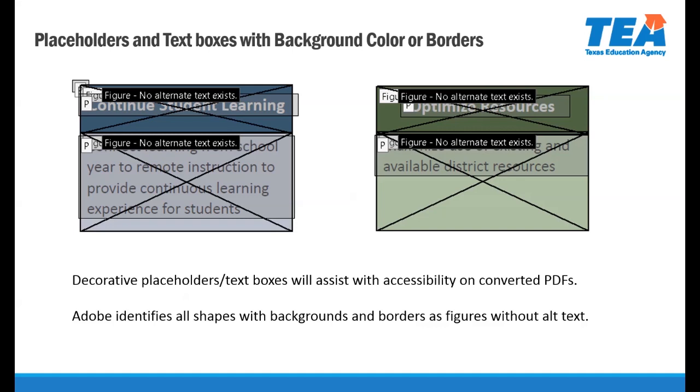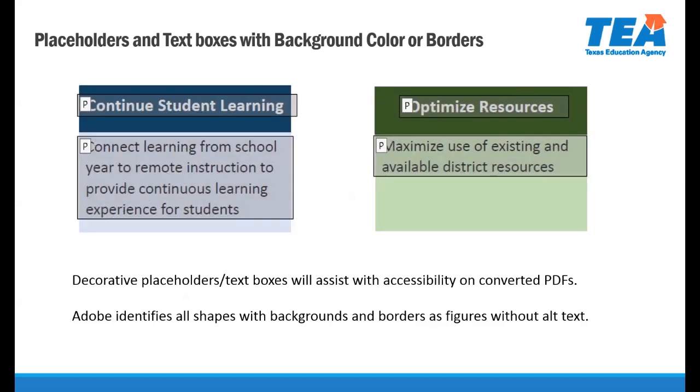The document will have extra figure tags that are not needed and without alt text, which will cause errors in the accessibility checker. You will also be required to do extra steps in Adobe to make your document accessible. Marking placeholders as decorative will convert your document to a better tagged and readable document, which will help with accessibility. Remember, only placeholders, shapes, or text boxes that contain content and have a background color or border will need to be marked decorative.